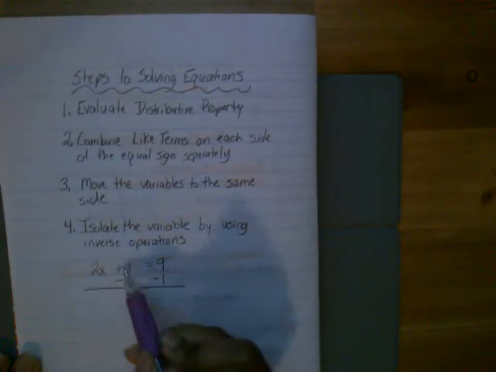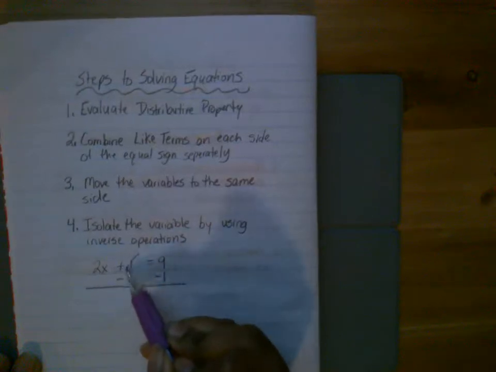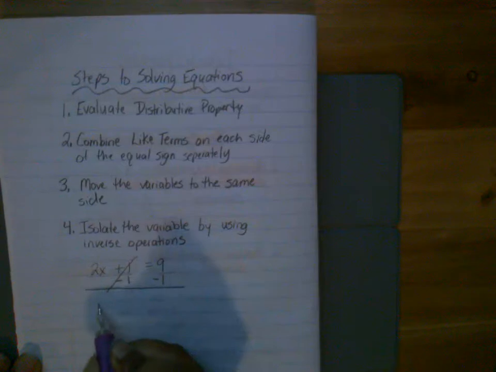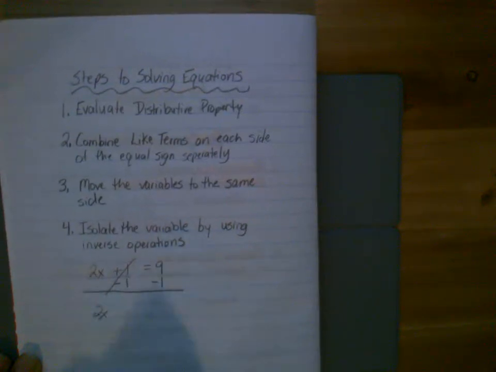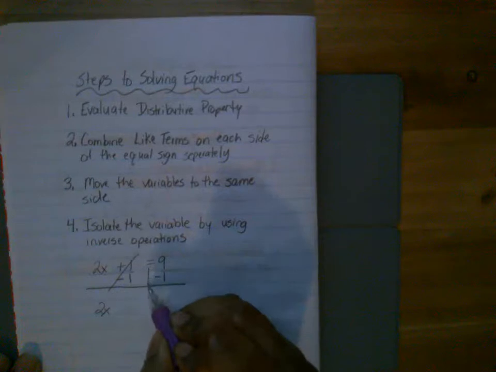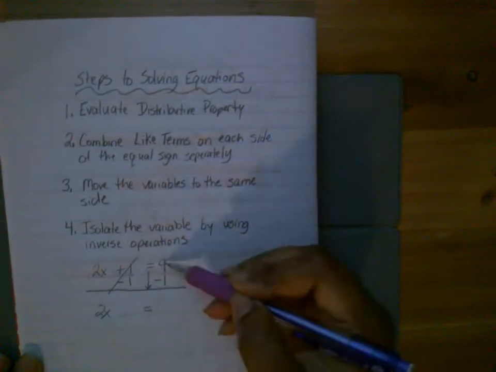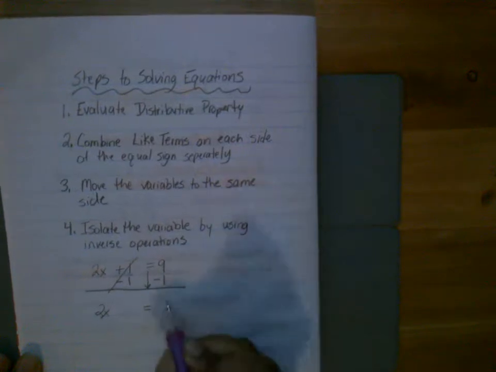When I subtract 1 over here, 1 minus 1 gives me 0. And I'm left with 2x. So I'm going to bring down the 2x. I'm going to bring down my equal sign. And on this side, I have 9 minus 1. 9 minus 1 is 8.